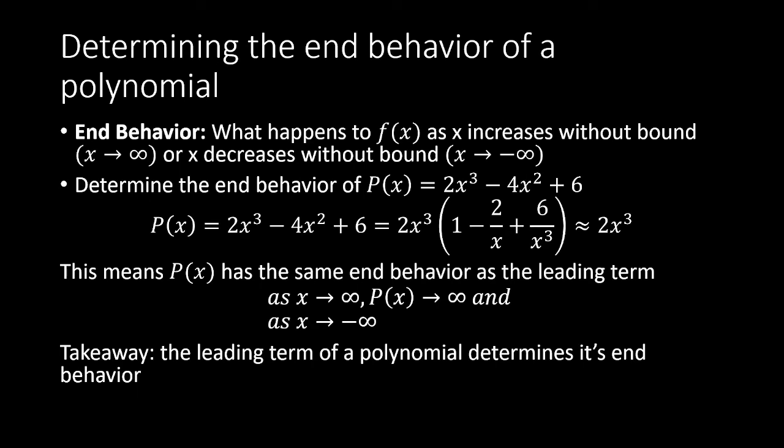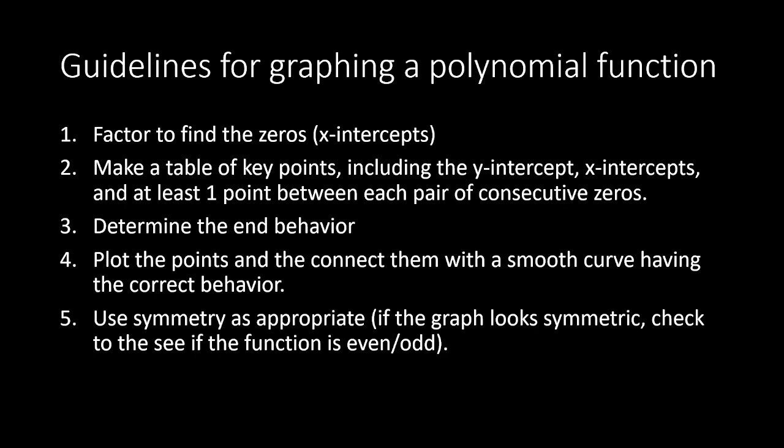How do we graph polynomial functions? These are our 5 steps. First, factor to find the zeros or the x-intercepts. Then you make a table of key points. These key points need to include the y-intercept, the x-intercepts, and at least one point between each pair of consecutive zeros. Determine the end behavior. Then you plot the points and connect them with a smooth curve having the correct end behavior. And use symmetry as support.